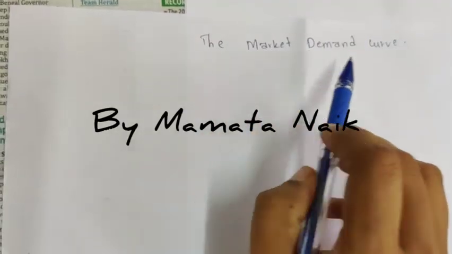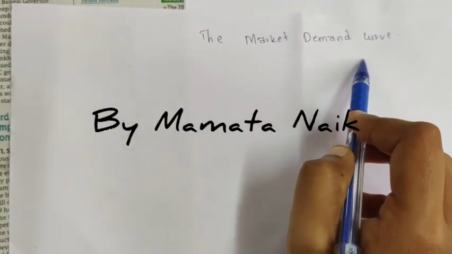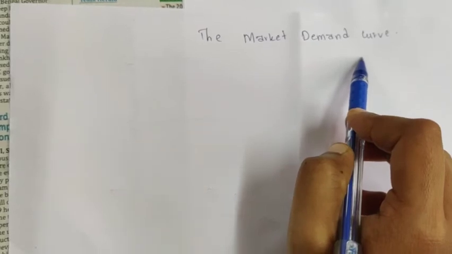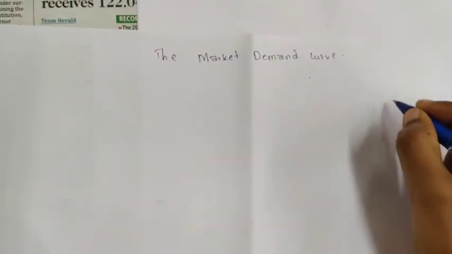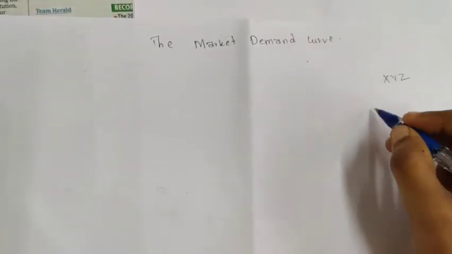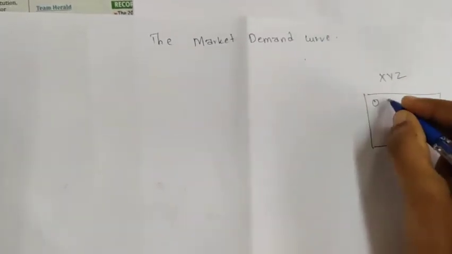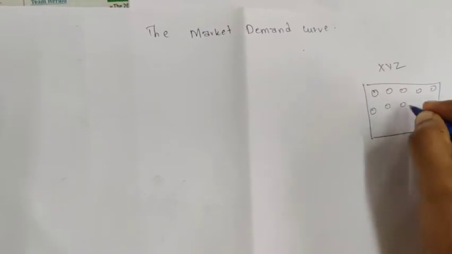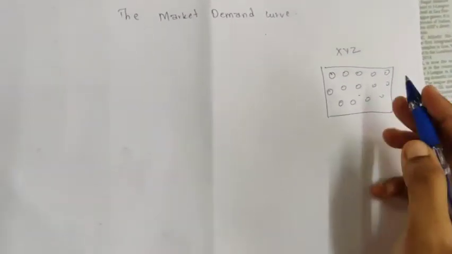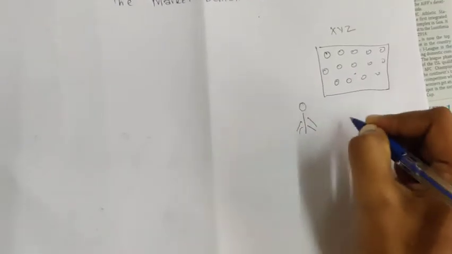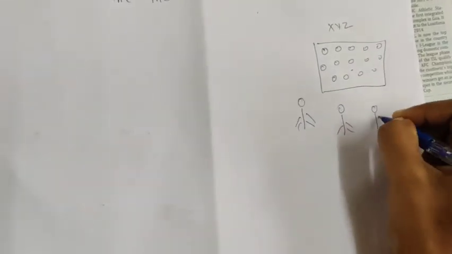Today's topic is the market demand curve. In a market for any commodity, we see several buyers. Over here, let us take for example, we have an ice cream shop by XYZ shopkeeper. One ice cream shop, and there are many ice creams over here. For these ice creams, there will be many buyers in the market, thousands of buyers.